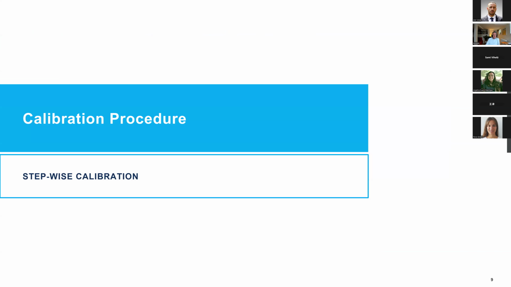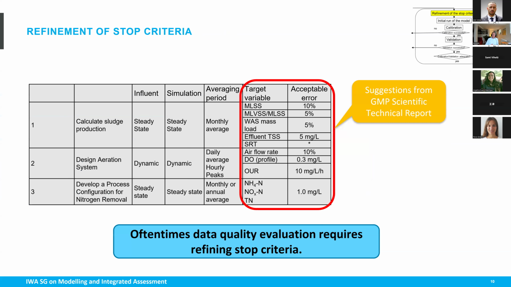Okay, let's look into the calibration procedure. Again, the first step is to refine your stop criteria. Just a little anecdote from when I did my PhD. I calibrated a BioP model and I had no idea when to stop. I would probably still be trying to calibrate after 20 or 30 years. So I had to ask my supervisor, and he said, "Man, I think it's good. It's good enough." So what is important is that you define these stop criteria before you go into your calibration, right?